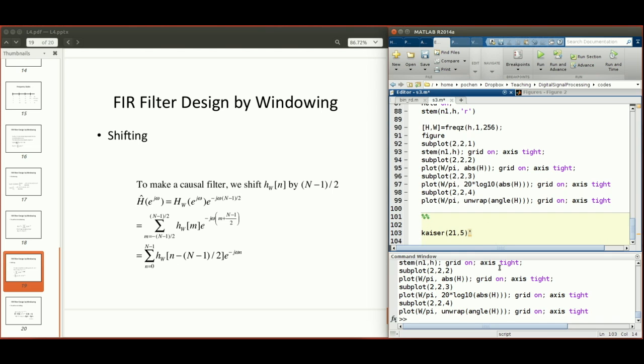The output of the Kaiser function is going to be a column vector, but we might want to use a row vector, because H is a row vector. And then let's call the output HW.